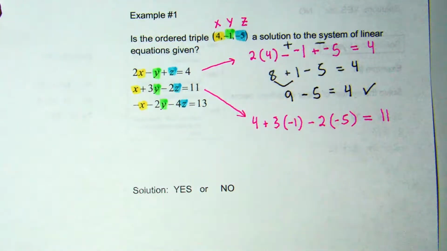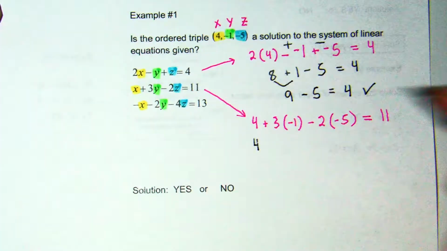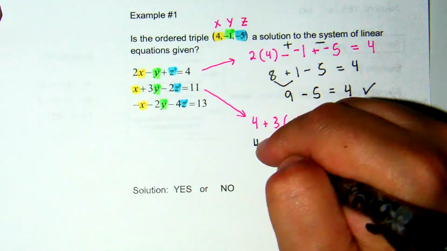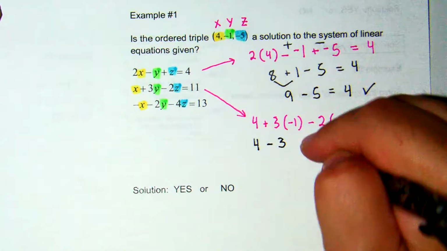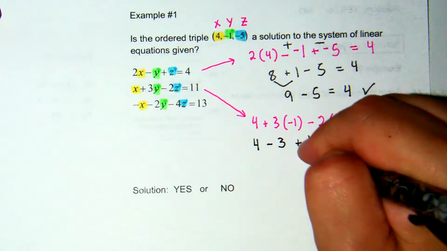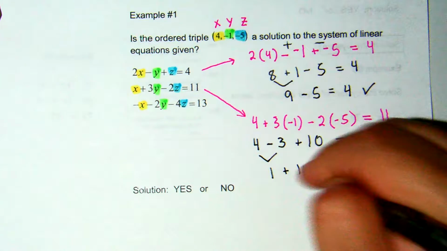Okay. So 4 is 4, so we'll bring it on down. 3 times -1: a positive times a negative is a negative, so now it's like we're subtracting 3. And -2 times -5 is a positive 10. Negative times negative is positive. And does this equal 11? Well, 4 minus 3 is 1, and 1 plus 10 is, in fact, 11. We're looking good so far.